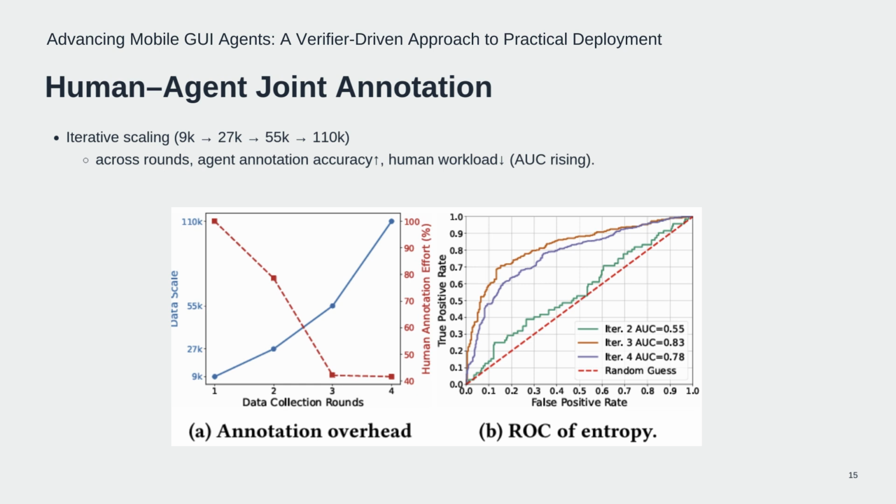Across rounds, the agent's annotation accuracy rises and human intervention falls. The entropy-based error detector's accuracy improves as the verifier gets better at knowing when it is unsure. The verifier's downstream performance scales roughly linearly with training data size. So we have some takeaways here. More data, better verifier, cheaper. Faster data, even better verifier. This virtuous cycle let us surpass around 100K decision points without prohibitive labeling cost.